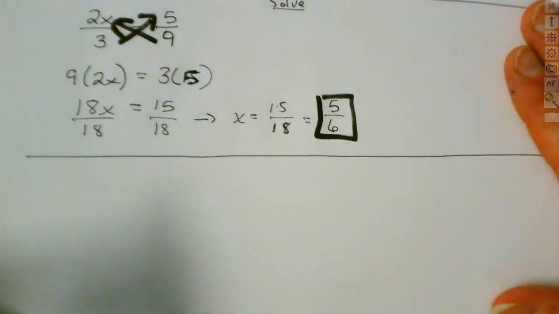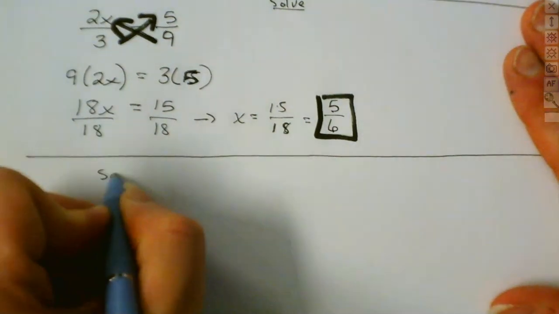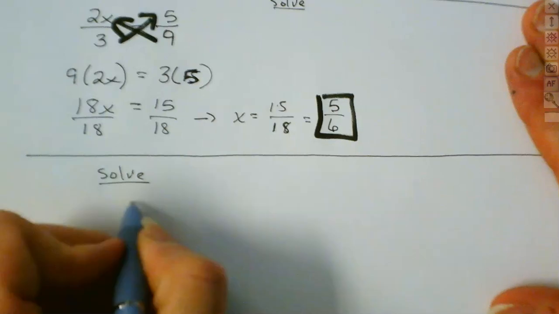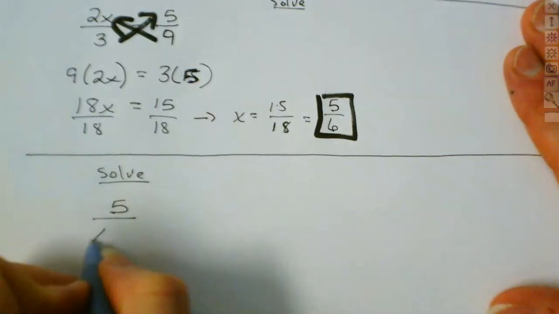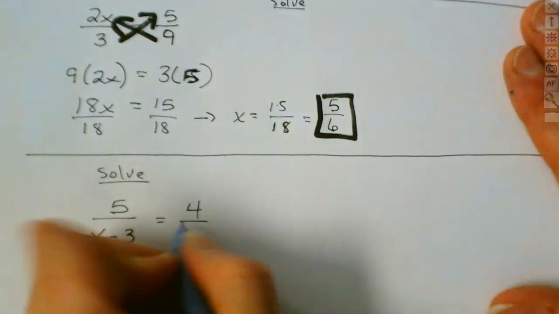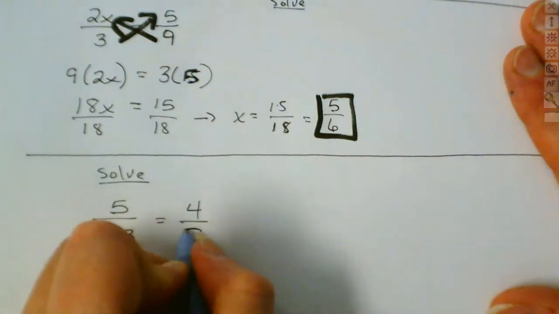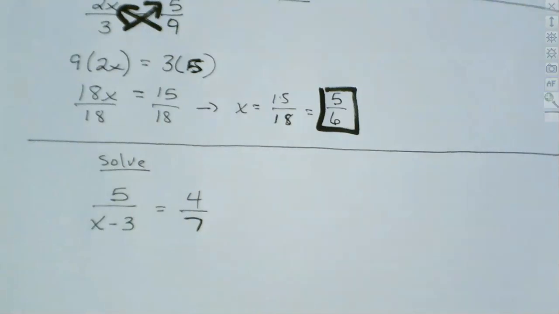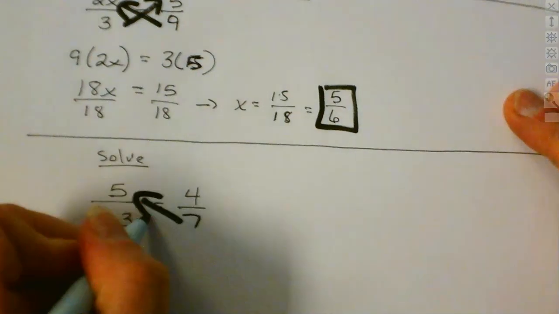This one's a little bit more difficult. How about 5 over x minus 3 equals 4 over 7. Okay, same concept. Notice fraction on the left, fraction on the right. Now when we multiply these together, we may have to use parentheses. That way we remember to distribute. So cross multiply.